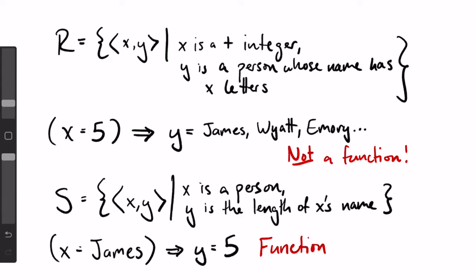Each person x corresponds to one and only one name length y. We call this property well-definedness, and relations with this property are well-defined functions. There's no such thing as a non-well-defined function, but a relation is a function if it is well-defined.